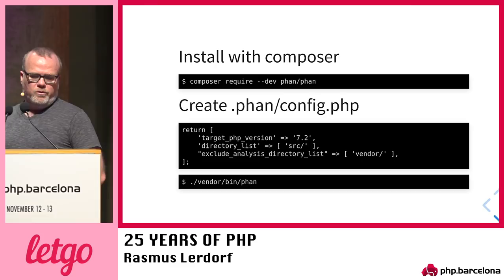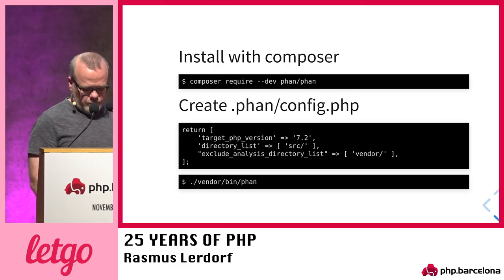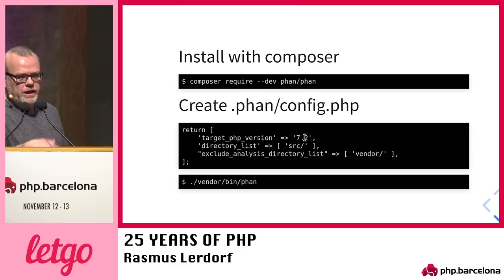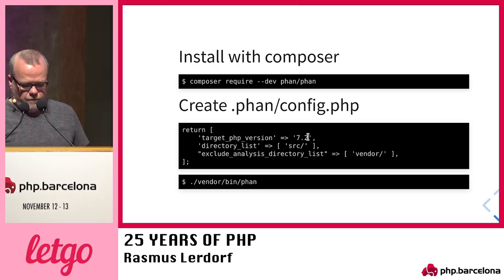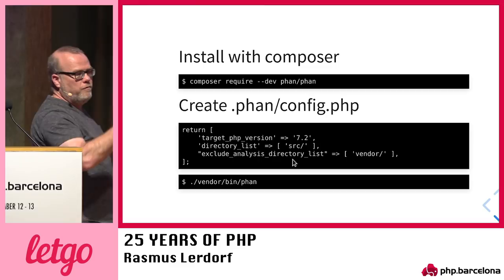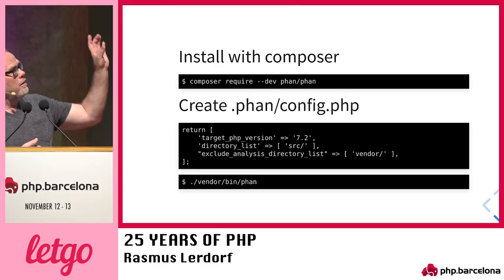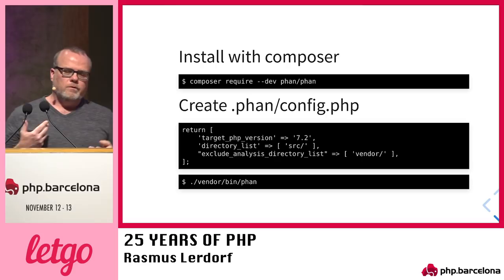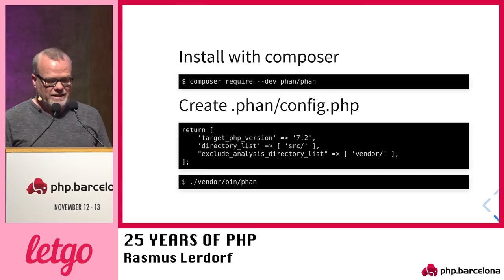Super easy to install: composer require --dev fan. You can create a little config file. You can set a target PHP version if you're not running it on the same version that you're running the tool with. If you leave it blank, then it's just whatever version you're running the Fan run with. You can set the directories of the source code that you want to analyze. And you can also then have a vendor directory if you're doing a composer setup. That means it'll look at the code in vendor, but it won't show you errors for it. So it'll bring in all the class definitions, function definitions, everything, but it'll only show you errors for your directory list, source in this case.